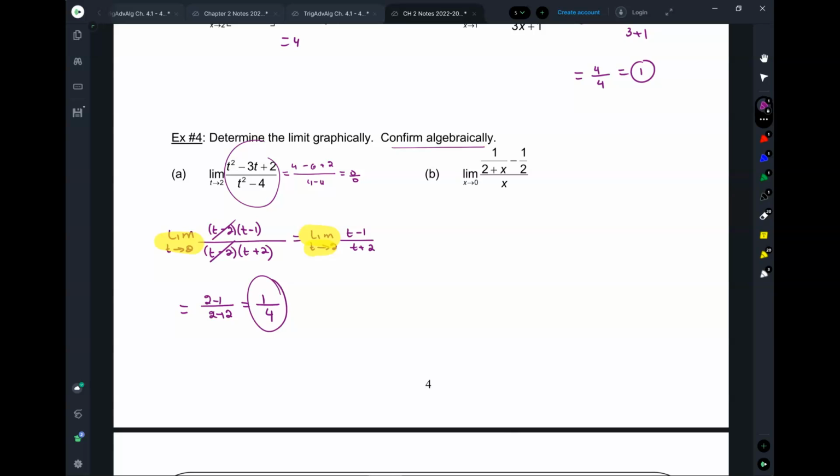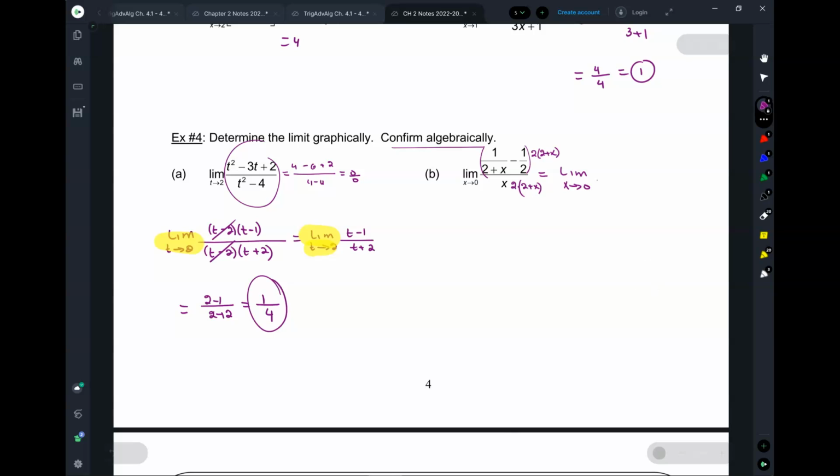What you're going to do is the following. Here we're going to do the limit as x approaches 0. Look at the top. Do you see how the common denominator for the top is 2 plus x times 2? So you're going to multiply this whole thing by 2 plus x, but also the bottom by 2 plus x, because that's the common denominator of the top part.